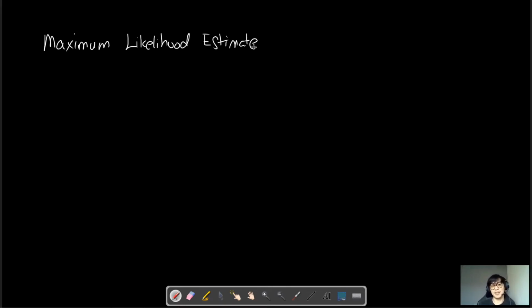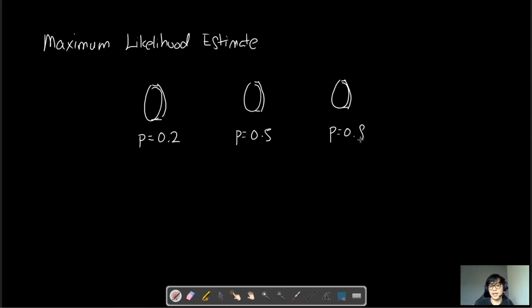introduction to this idea. Okay, so suppose that your friend gives you a coin, right? And this coin could be biased, could be unbiased. You know that it is one of these three coins. It is either a coin where the probability of it being heads is 0.2, or a coin where the probability of it being heads is 0.5, or a coin where the probability of it being heads is 0.8. You don't know which coin it is though, but you get to play around with the coin.